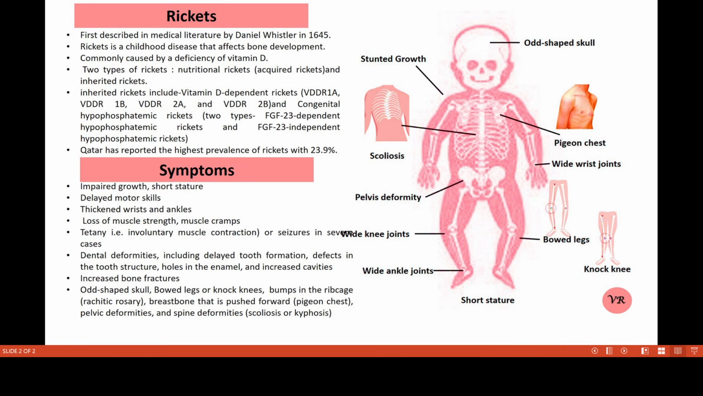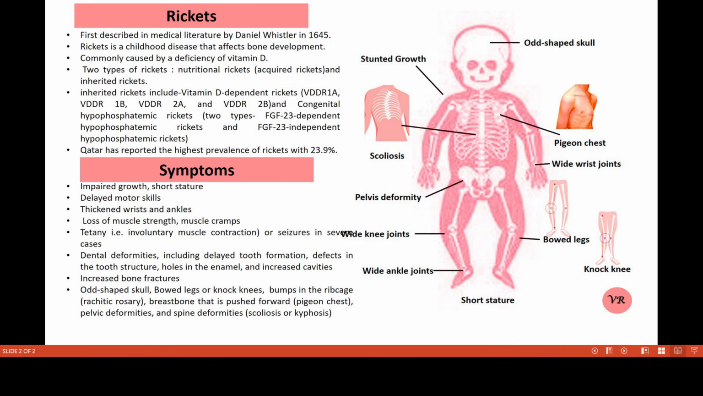It's most commonly caused by a deficiency of vitamin D, although lack of calcium or phosphate can also be factors. The Centers for Disease Control and Prevention, that is CDC, reports that approximately 5 out of every million children between 6 months and 5 years of age have rickets. The prevalence of rickets varies by region, age group, and underlying causes such as vitamin D and calcium deficiency.